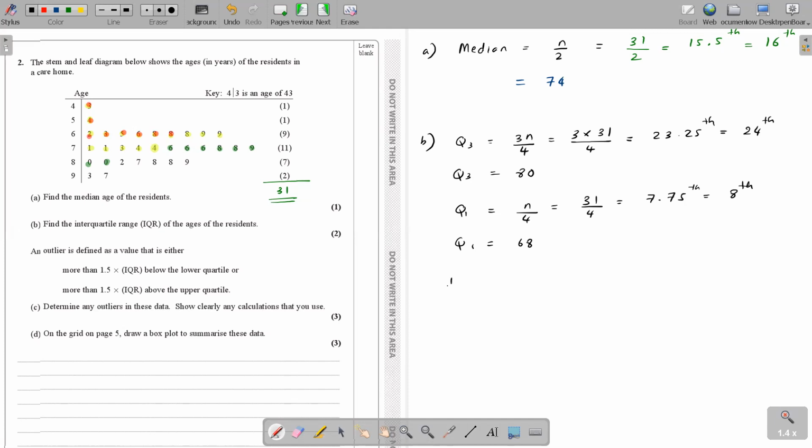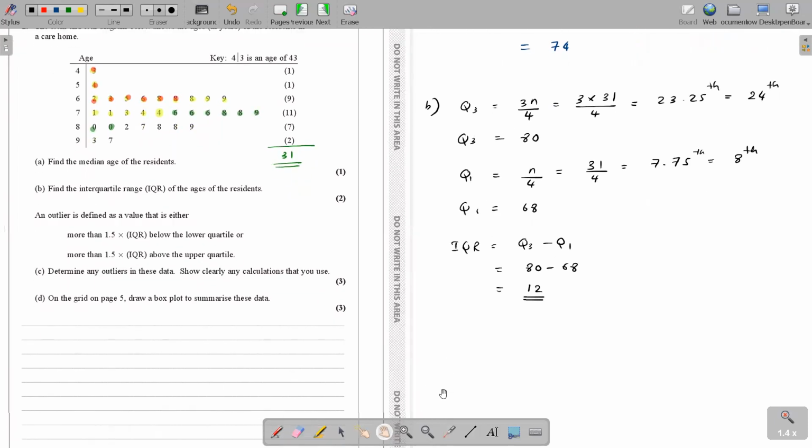So the interquartile range, IQR, is Q3 minus Q1. Q3 is 80, Q1 is 68. So 80 minus 68 is 12. Sorry, my bad, 12. Okay, then the next one, children.